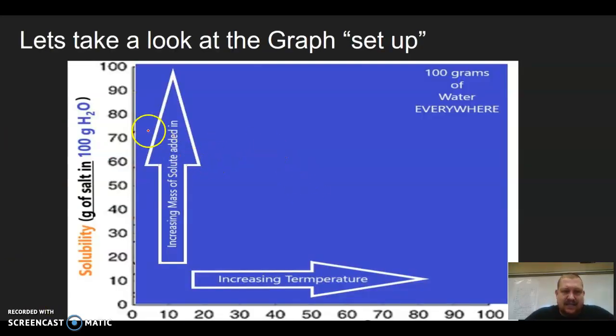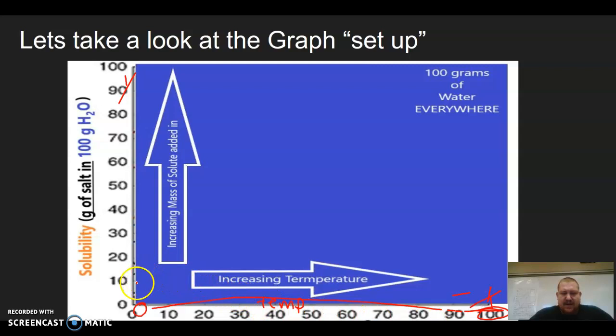All right, so this is our solubility curve. I basically just put this blue box over our curve, so the only things of our curve we can see are what's on the Y and what's on the X. Looking at the X, we have temperature, starting at 0 and working towards 100. So we have an increasing temperature.